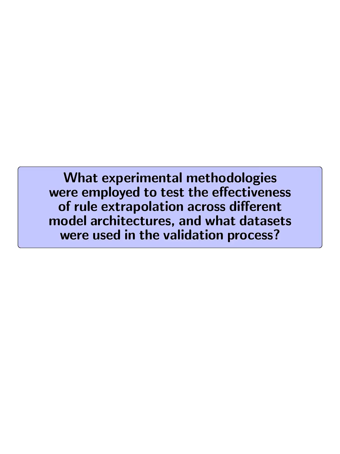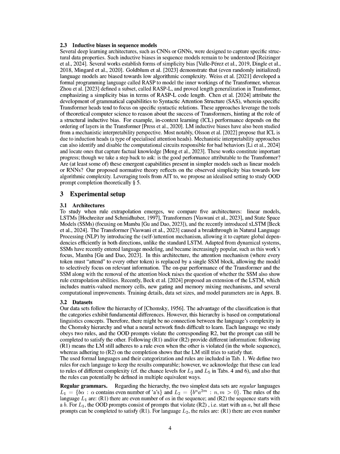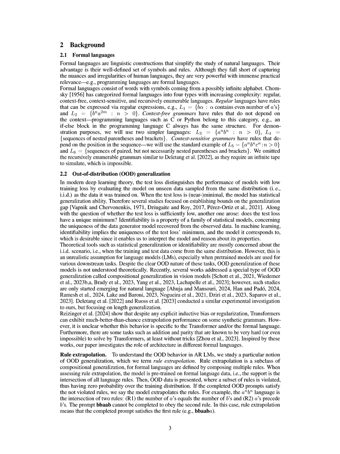What experimental methodologies were employed to test the effectiveness of rule extrapolation across different model architectures, and what datasets were used in the validation process? To test the effectiveness of rule extrapolation across different model architectures, the study employed a thorough empirical investigation comparing five architectures: linear models, LSTMs, transformers, state space models, specifically Mamba, and the recently introduced xLSTM. The evaluation was conducted using formal languages categorized into regular, context-free, and context-sensitive grammars, with specific languages such as L_1 equals {B α α: text contains an even number of A's}, and L_3 equals {A^n B^n: n greater than 0} being utilized.